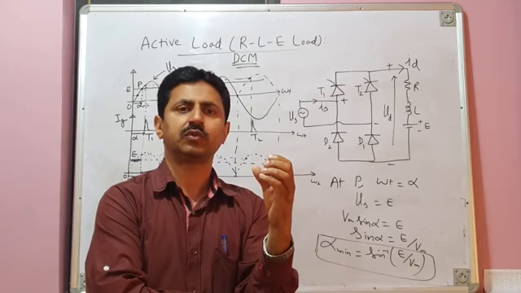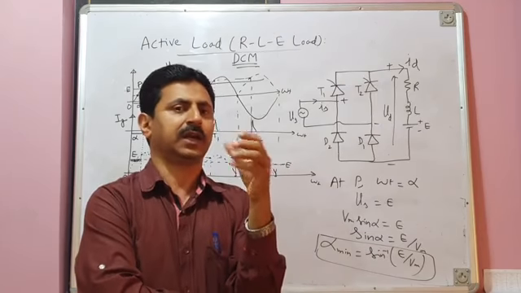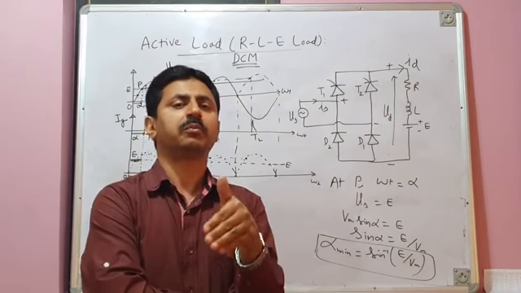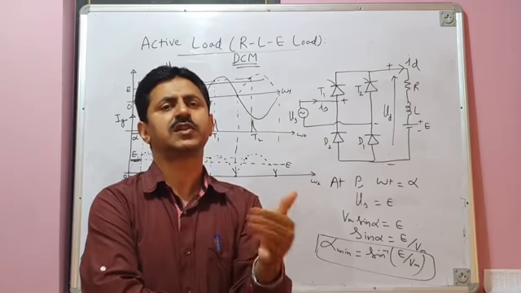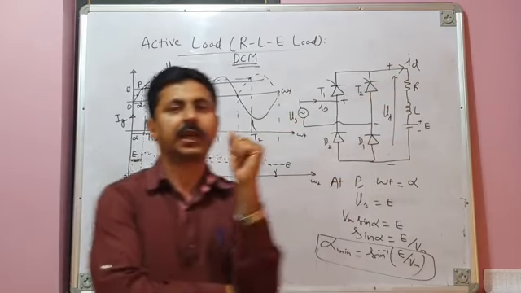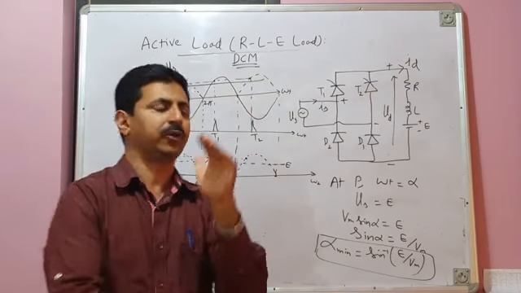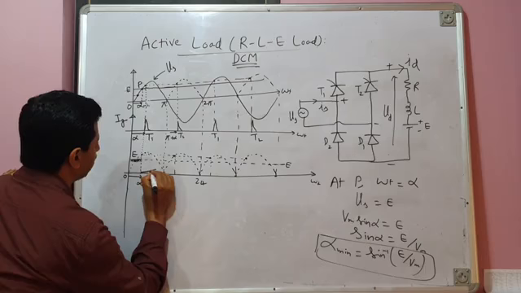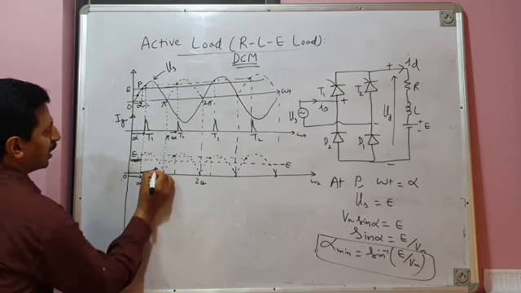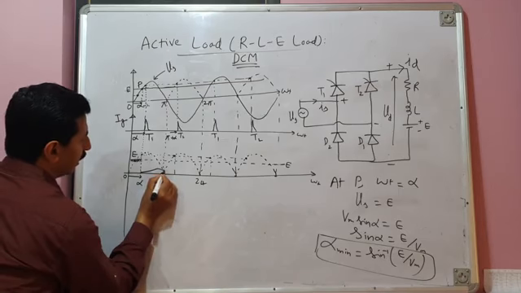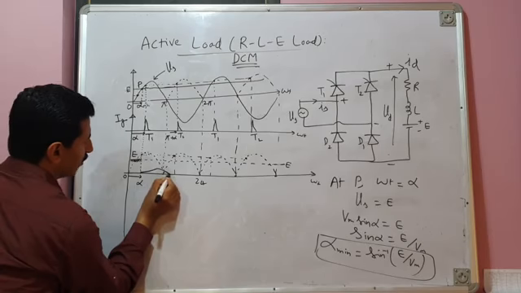For a purely resistive load, current I reaches its peak value at omega t equal to pi by 2. For a purely inductive load, current reaches its peak value at omega t equal to pi. So therefore, for RL load, current will reach its peak value between pi by 2 and pi. So this is pi by 2 and this is pi. Current reaches its peak value somewhere here. Then it will start falling. Let us suppose it falls and finally it becomes 0 at this point.